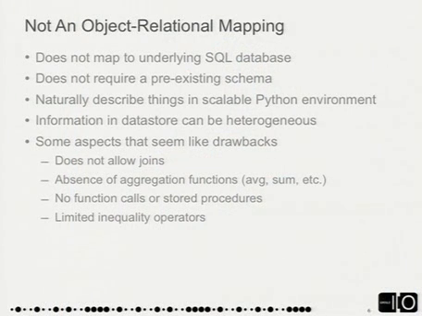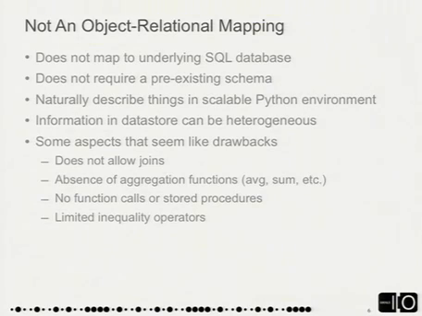Okay? It's important to remember that the data store that we've created for App Engine is not a relational database. So what we provided is not an object relational mapping. It's just an object-to-object mapping. Underneath it, we don't have an SQL database. We have a data store that is built for scalability and performance. We don't require the user to define pre-existing schemas. Everything is defined right there in the code that you're using. We are able to describe these objects naturally using a scalable Python environment.